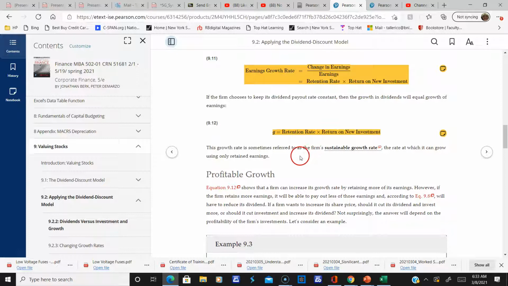So if you take a course in entrepreneurial finance, you'll learn this term called the sustainable growth rate, and this is the rate at which you can grow using only retained earnings.